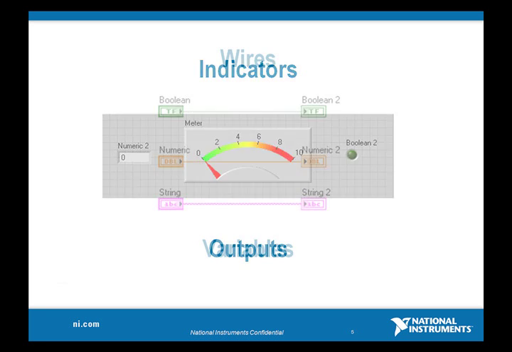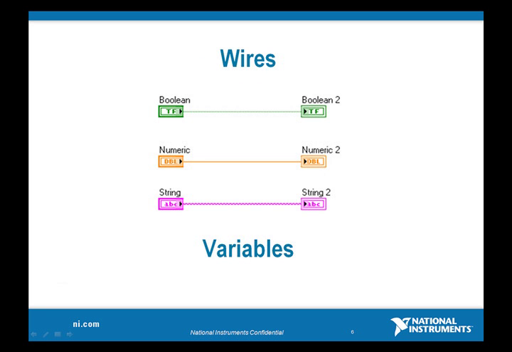We connect controls, indicators, and functions on our block diagram using wires. Wires are analogous to variables in text-based programming. Different colors and different thicknesses represent different data types.